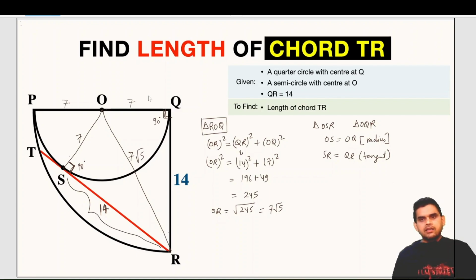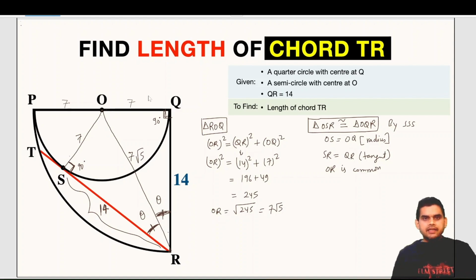And OR is common in both the triangles. So by SSS congruency, we can say that these two triangles are congruent. So the corresponding parts of congruent triangles are equal. So these two angles are equal. So let them be theta degrees.